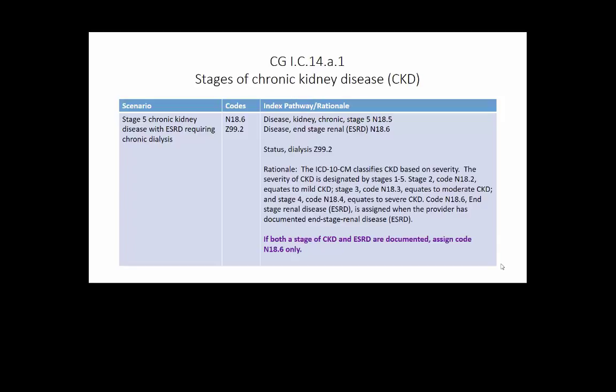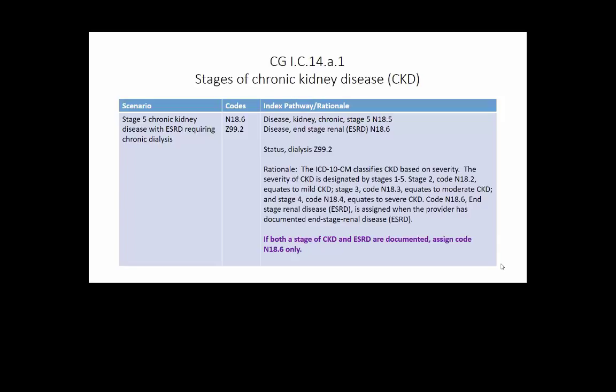Our scenario says stage 5 chronic kidney disease with ESRD, which is end-stage renal disease, requiring chronic dialysis. Even though our scenario says stage 5, the fact that it also states end-stage renal disease means we're going to code only the end-stage renal disease, which is N18.6. And our guidelines tell us to do that. I have it here in a purple font on the right, where you can see the guideline I'm going by.